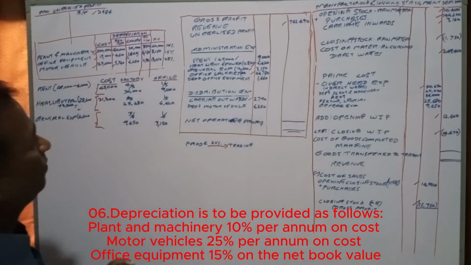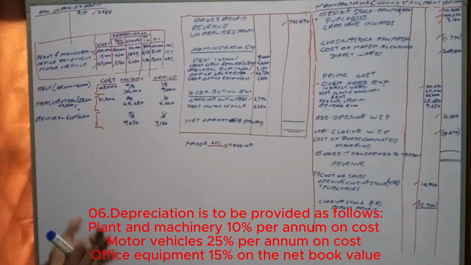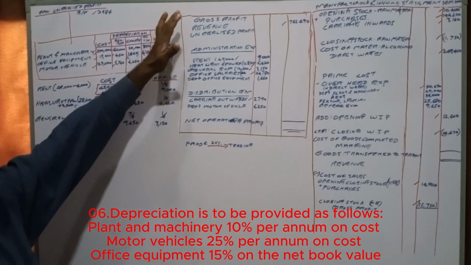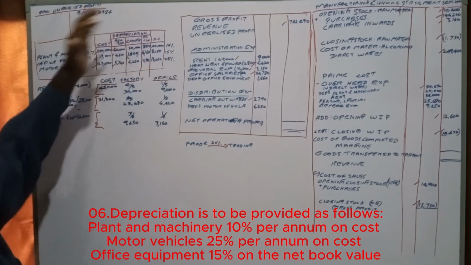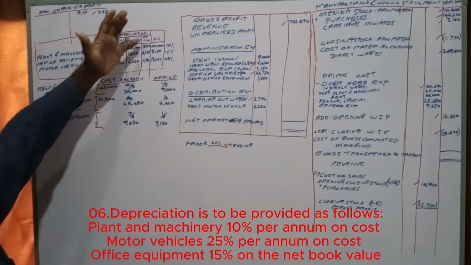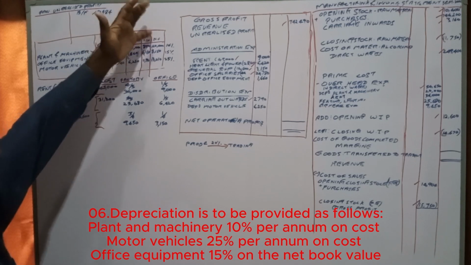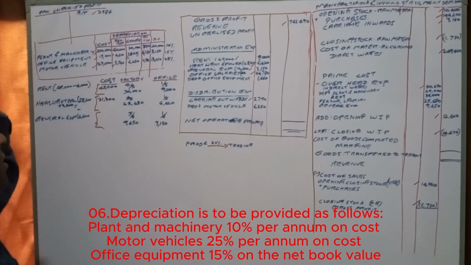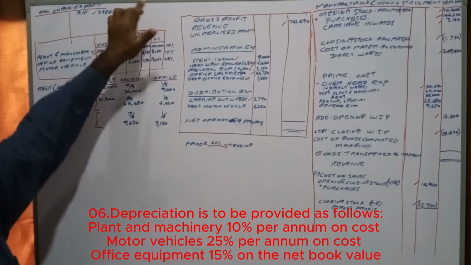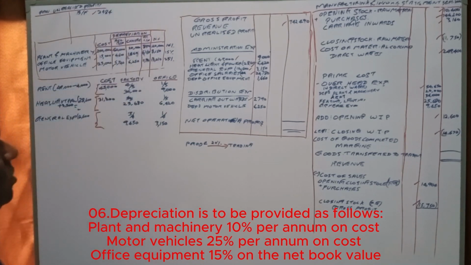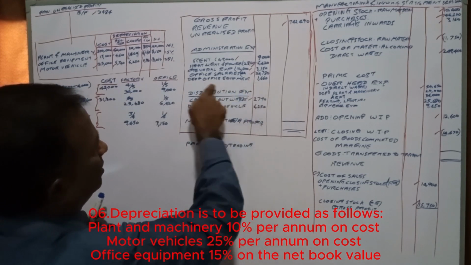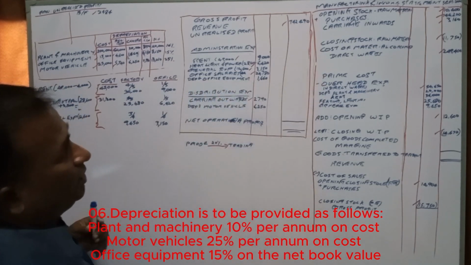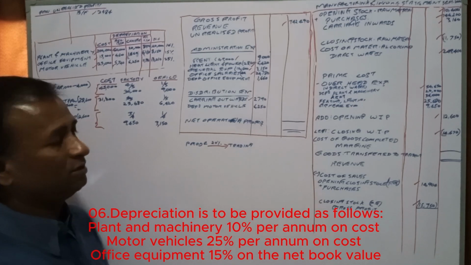So the charge for the year for office equipment, 1,660, goes to administration expenses. This net book value will appear in the balance sheet, right? Cost, deduct the accumulated provision, and show the net book value; this goes to the balance sheet. So we have calculated the depreciation and made the double entries in the financial statements.